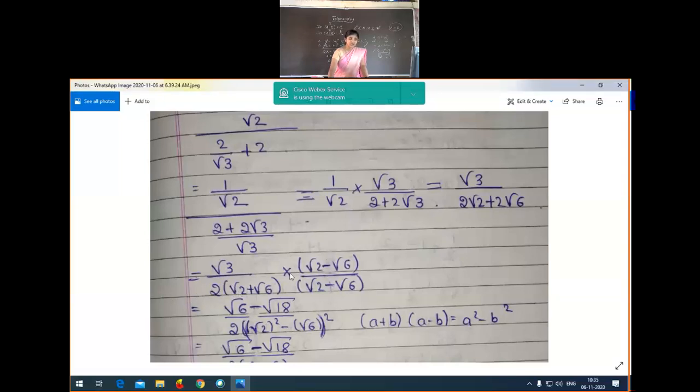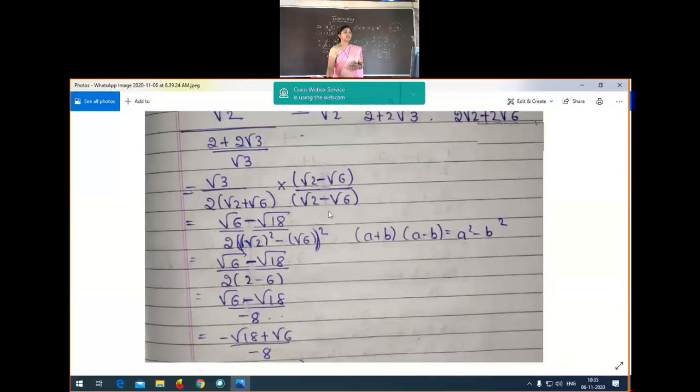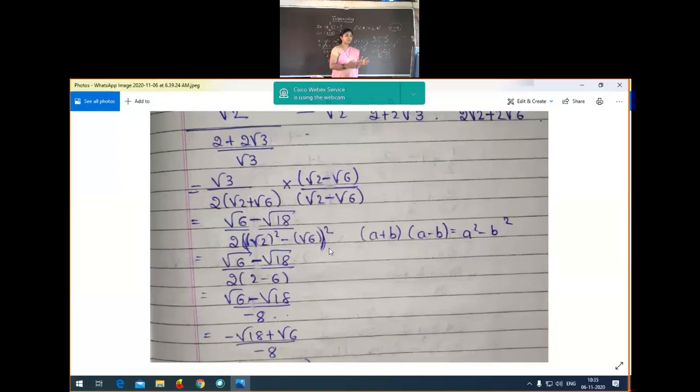Then rationalizing the denominator, the rationalizing factor for this root 2 plus root 6 is root 2 minus root 6 divided by root 2 minus root 6. I think rationalization of the denominator problem you all know. Okay, now root 3 into root 2, root 6, minus root 3 into root 6, root 18, divided by here 2 is as it is. Now a plus b into a minus b, that is a square minus b square, you all know.